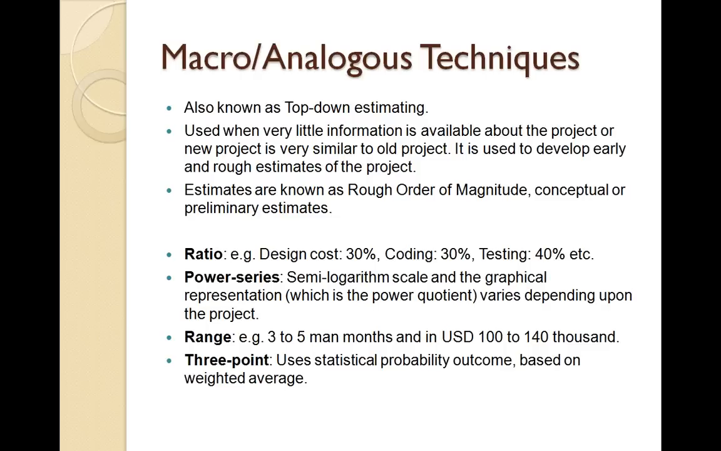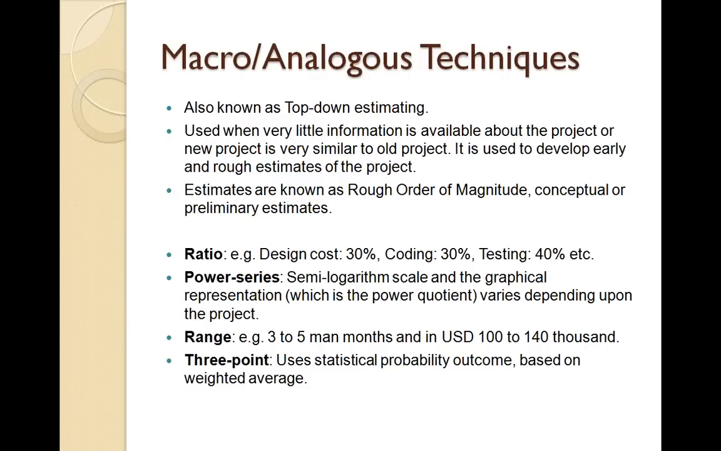And the specific techniques underneath this are analogous techniques, such as ratio estimate. In this case, we identify the ratio or the distribution amongst various components of your project. For example, we can say that design cost is 30% of my total cost, coding cost is usually 30% of my total cost, and testing is 40% of the total cost. What that means is I'm trying to identify some ratio based on which I can do a guesstimate, and come up with some kind of numbers that can be used as a guideline.